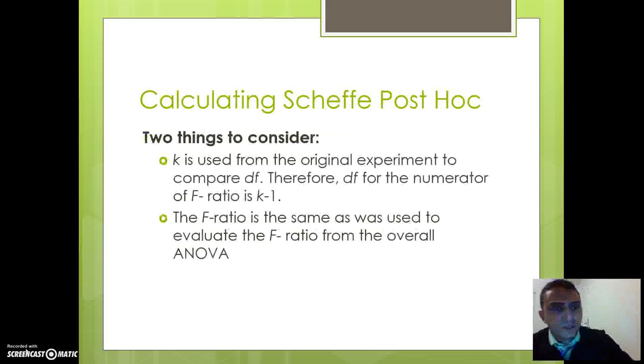Okay. So before doing the Scheffe post hoc, 2 things to consider. K is used from the original experiment to compare degrees of freedom. Therefore, the degrees of freedom for the numerator of the F ratio is K minus 1, and K is the number of treatments. Here we have K equals 3, so it's going to be 2. The F ratio is the same as was used to evaluate the F ratio from the overall ANOVA. This is very important, as we will see.